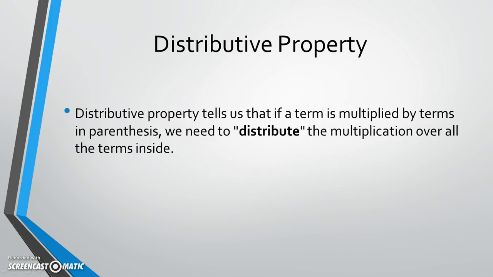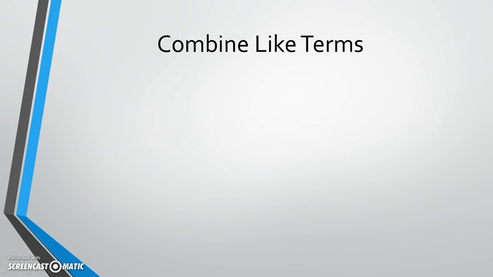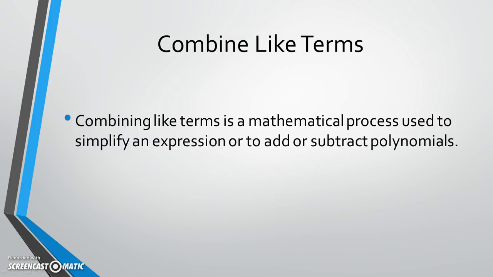Distributive property means to distribute the multiplication over all terms. So here we're distributing the a to both the b and the c, which becomes ab plus ac. Combine like terms is exactly what it means. You are combining terms that are the same so that you can simplify the equation. Here we have x and 2x are like terms. We're going to combine those and make 3x.